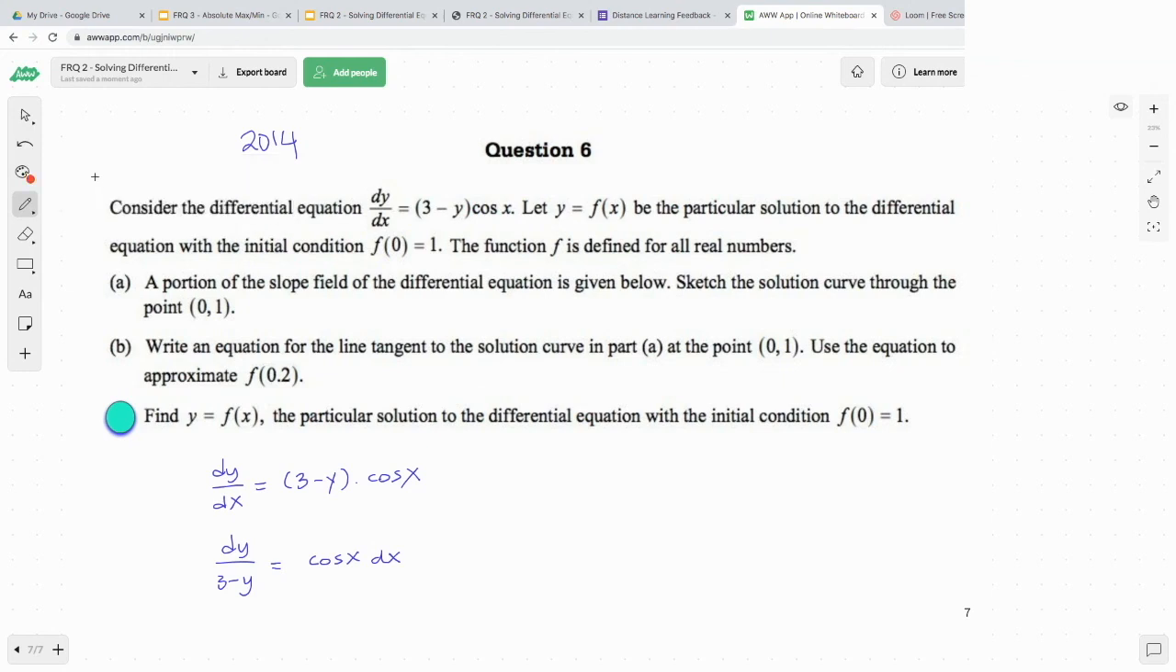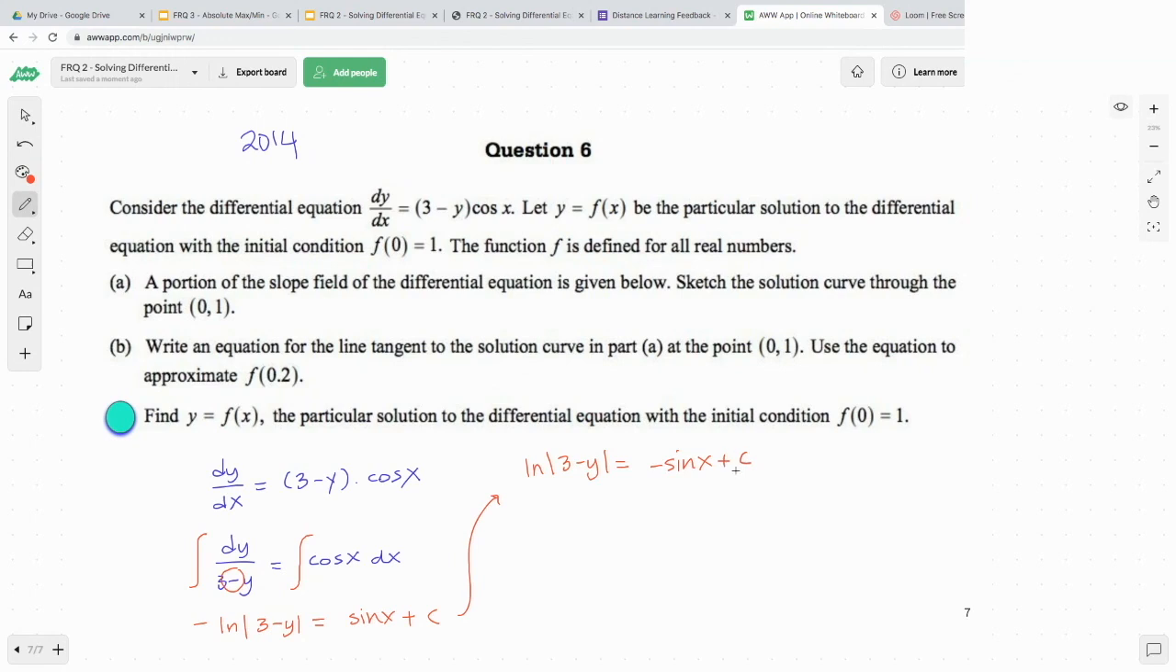We just go ahead and take the antiderivative of each side. So just be careful here with 3 minus y. Yes, I know that this is going to be ln of 3 minus y, but this is a negative ln of 3 minus y. You guys be careful with the chain rule here, okay? And equals sine x plus c. Let's go ahead and make this a better look. So it's going to be ln of 3 minus y equals negative sine x plus c.